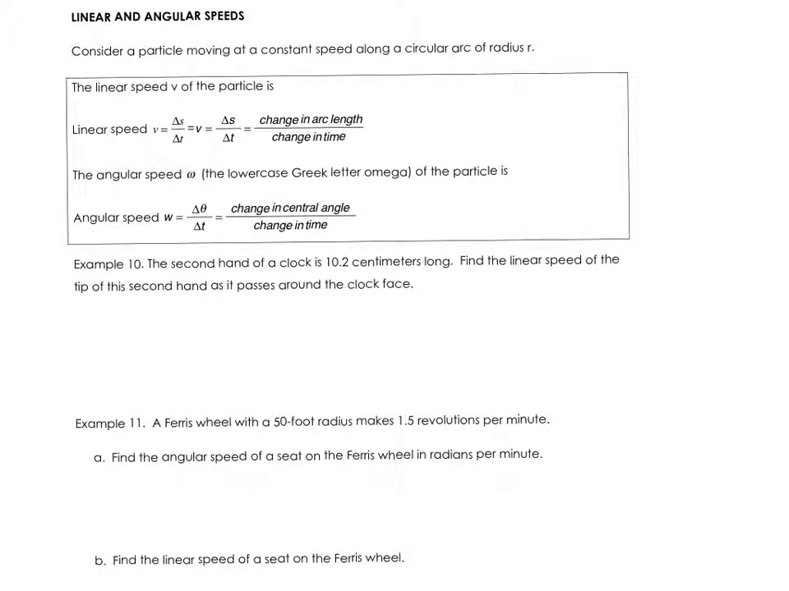The final thing we can do is look at linear and angular speeds. So for example, a particle moving at a constant speed along a circular arc of radius r. This is called circular motion when you study this in physics. So when you do that, the linear speed, v, of the particle is going to be the change in the arc length over the change in time. And so if you go around a full circle, that's just the circumference.